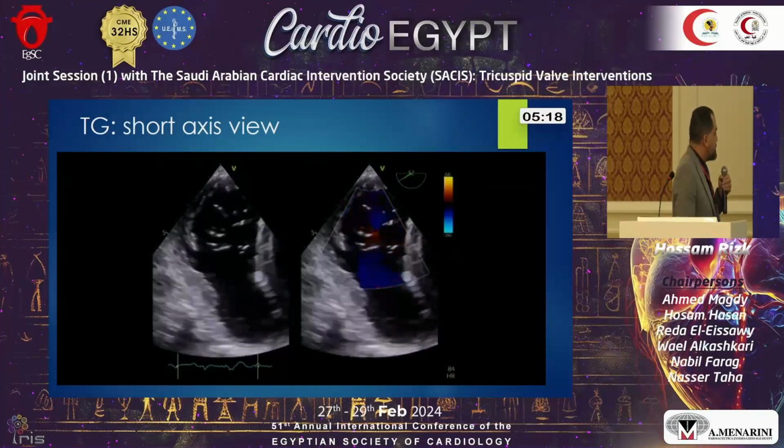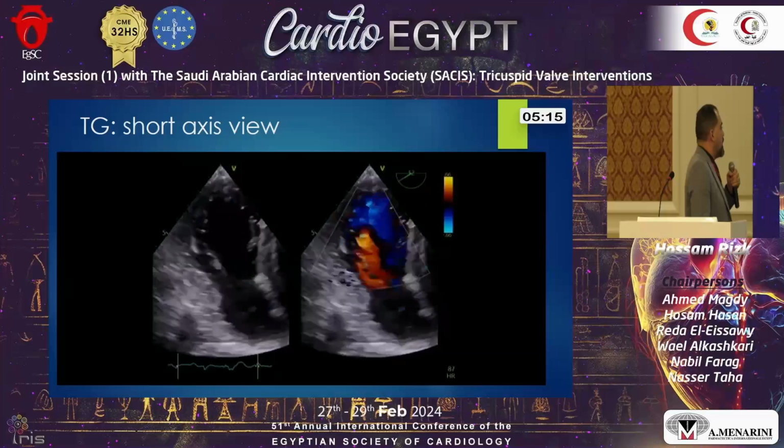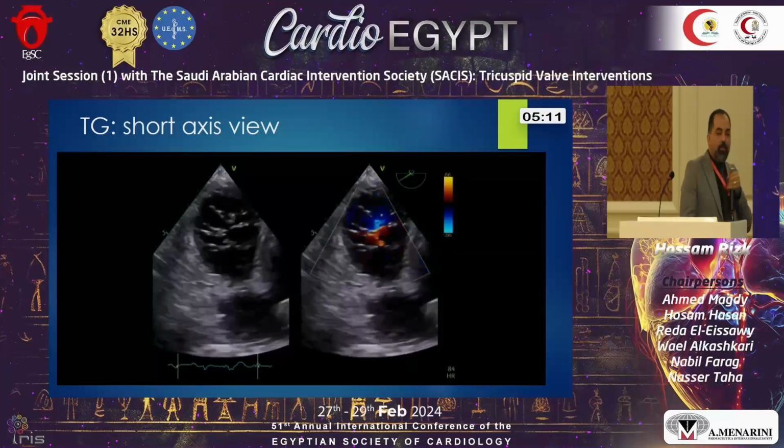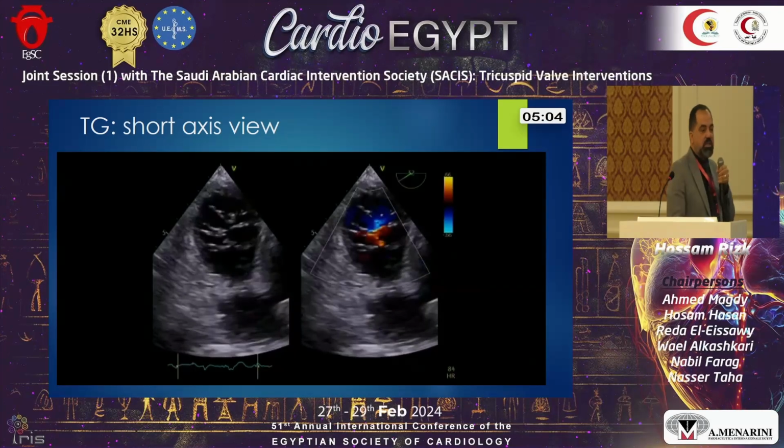And this is a short axis view. It will give a very nice view regarding the number of leaflets, the coaptation gap, and also will help during the procedure for the manipulation, the fixation and grasping of the leaflet by the TriClip, for example.